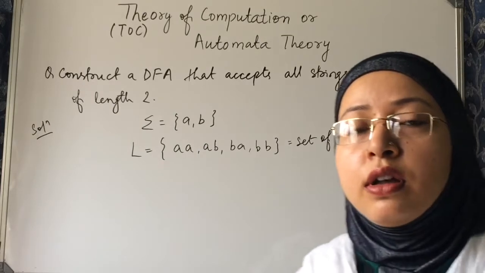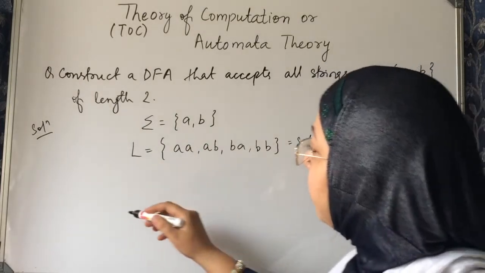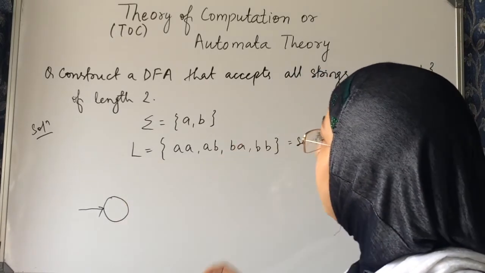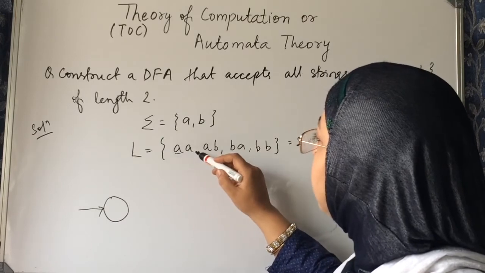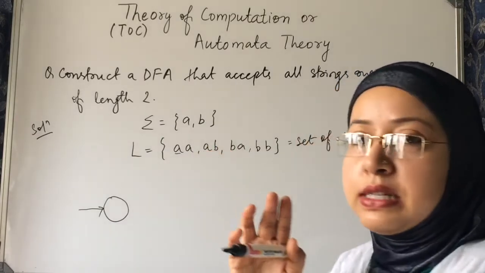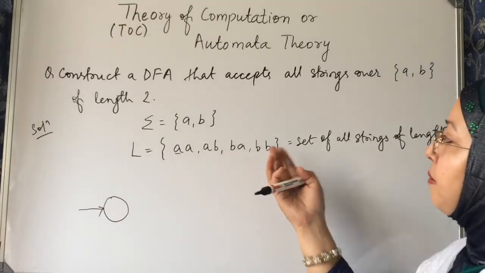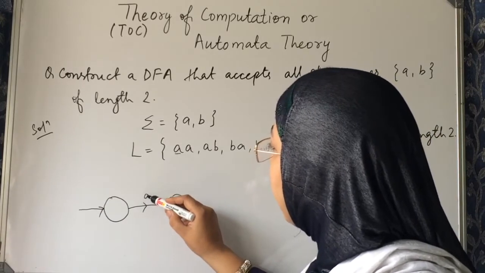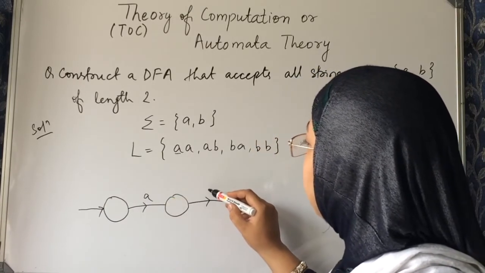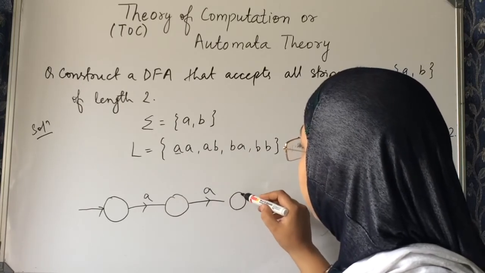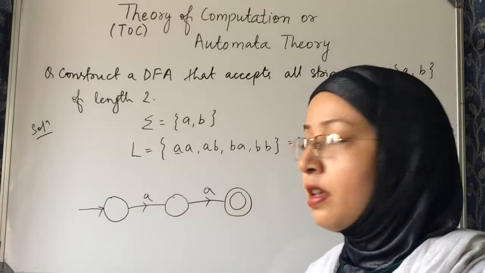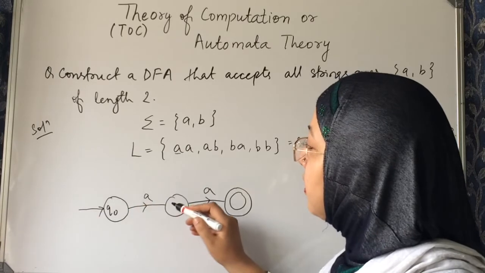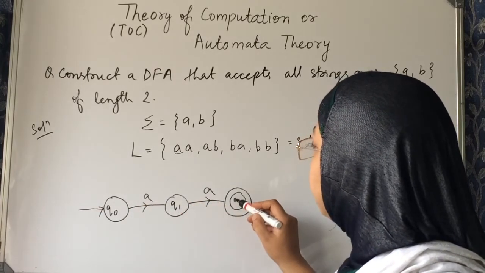Now we have to construct its DFA. For constructing a DFA, we have to make one initial state. Now we have to show that it accepts two symbols everywhere: AA, AB, BA, BB. So we make one A and also one A, then it reaches the final state. This is the initial state, this is the final state. So make it Q0, this is Q1, and this is QF.